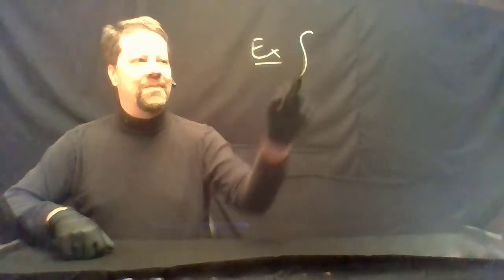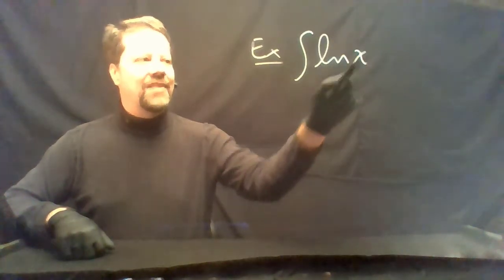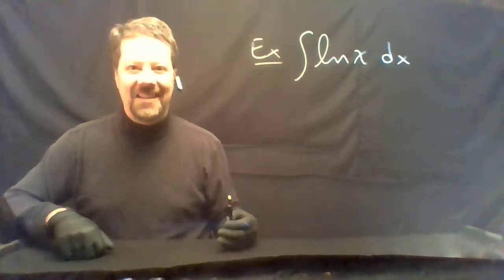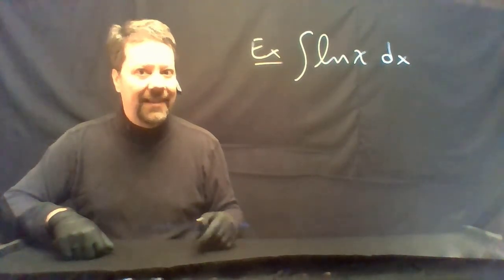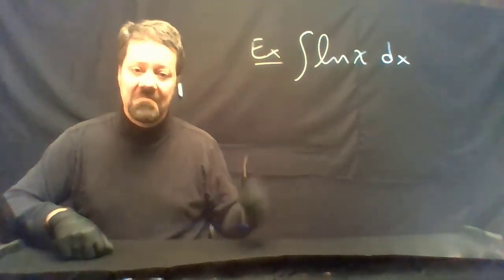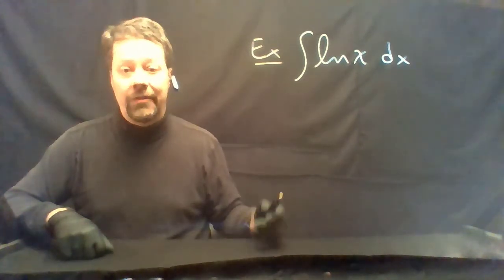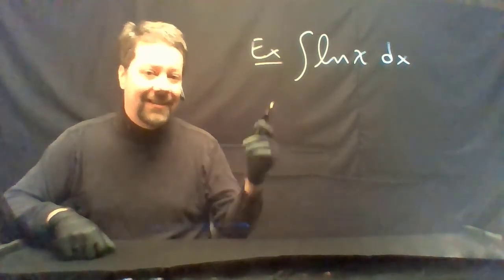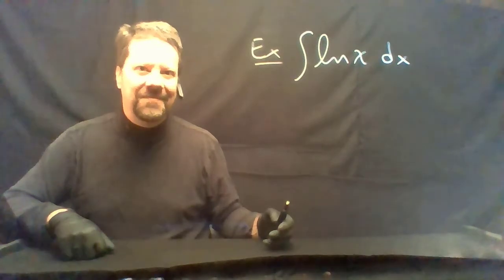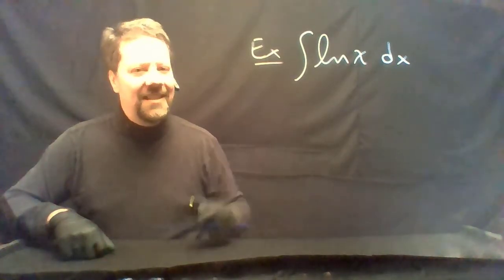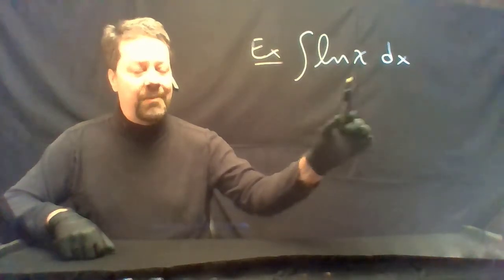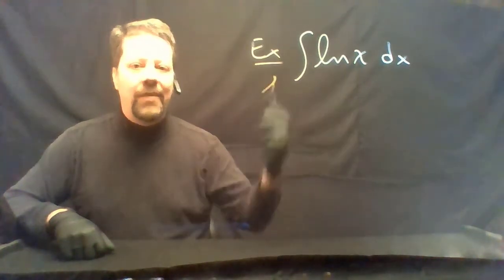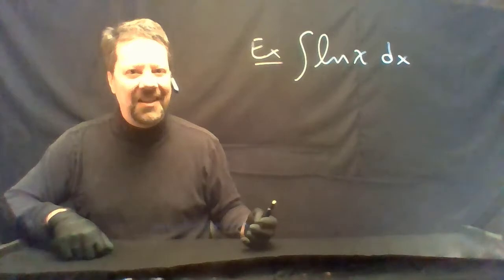For another example, suppose that I'm integrating the natural log of x dx. I'm integrating, not differentiating. I know the derivative. The derivative of natural log of x is 1 over x. But what is its integral? This is a sure sign that we should use the method of integration by parts here. There's a part we'd rather differentiate than integrate.